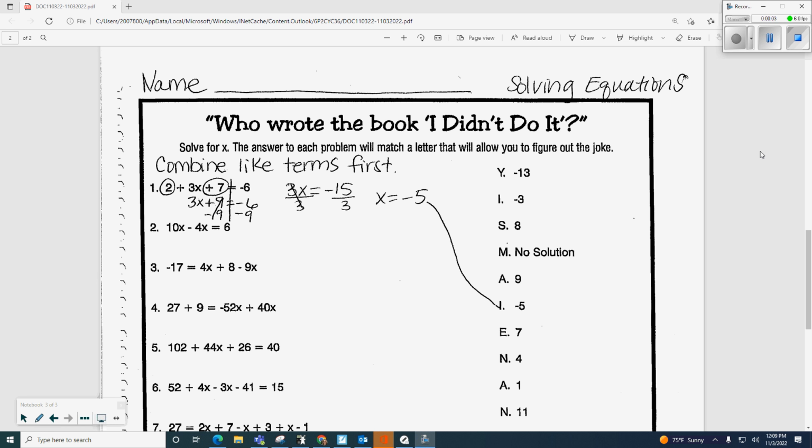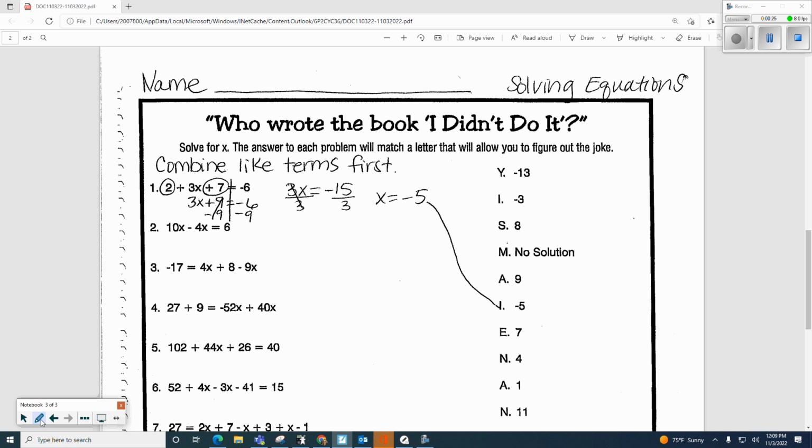Everybody, Mrs. Houston. Today we're going to look at solving equations, and on this worksheet you'll notice I gave you a note to combine like terms first. Okay, so for all of these equations you look on each side of the equal sign and see if there's any like terms that you can combine.